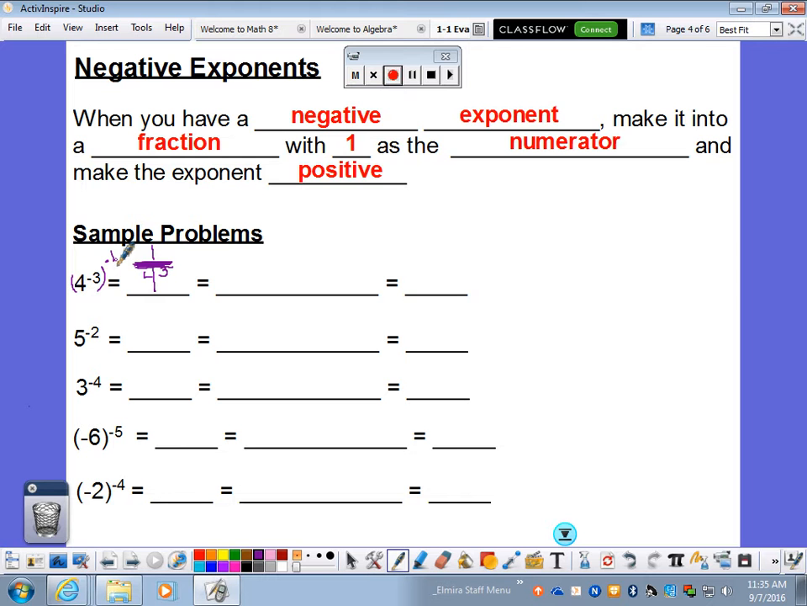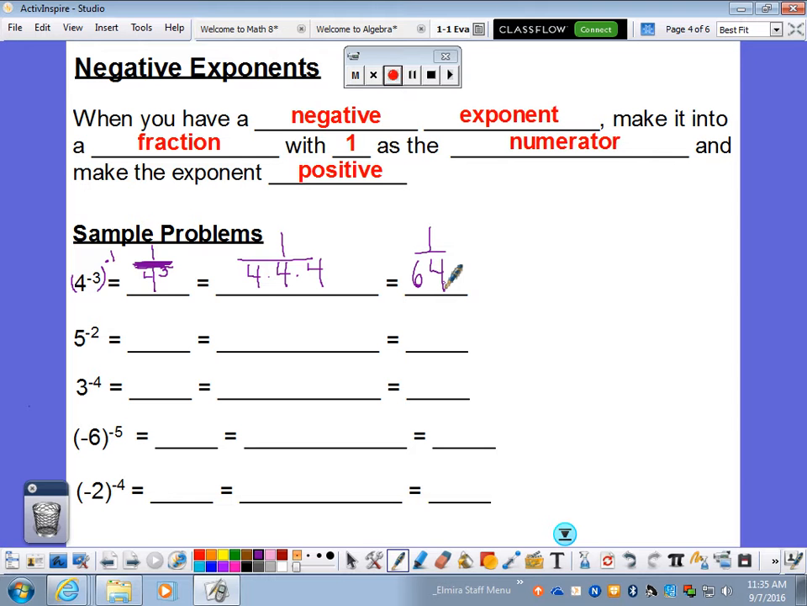Okay, so 1 over 4 to the third power means 1 over 4 times 4 times 4, which is 1 over 64. Again, this is a positive answer. Negative exponents do not make negatives. It's the base that can make things negative.